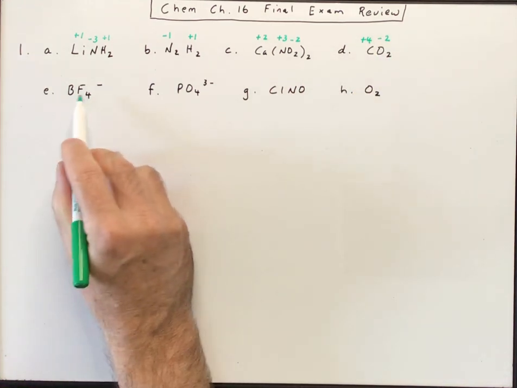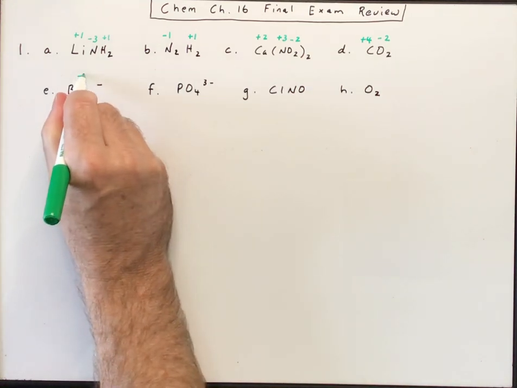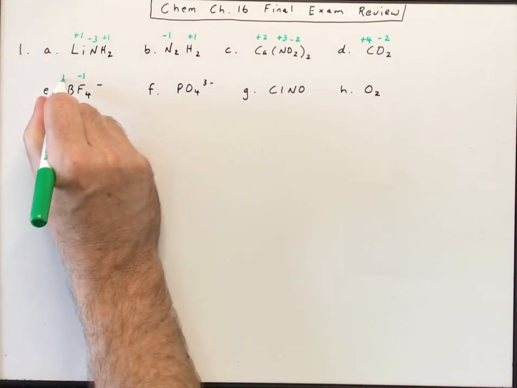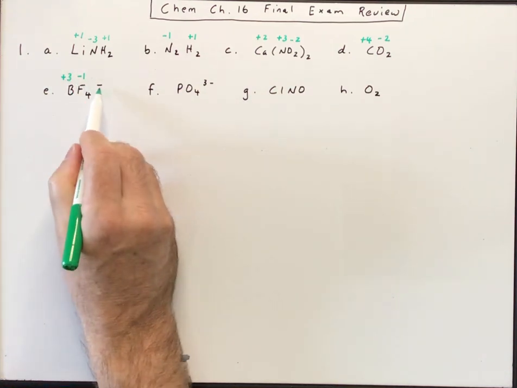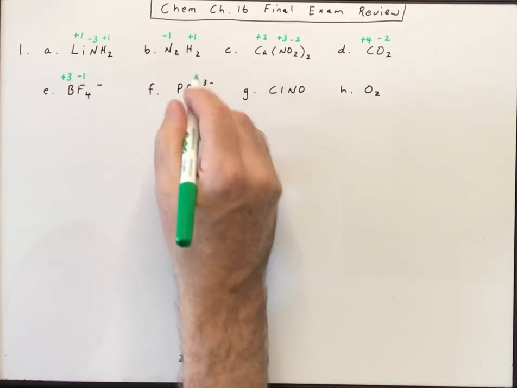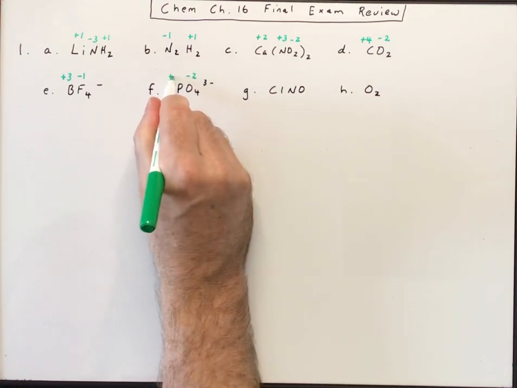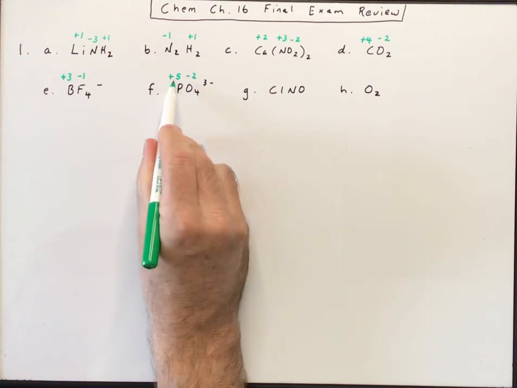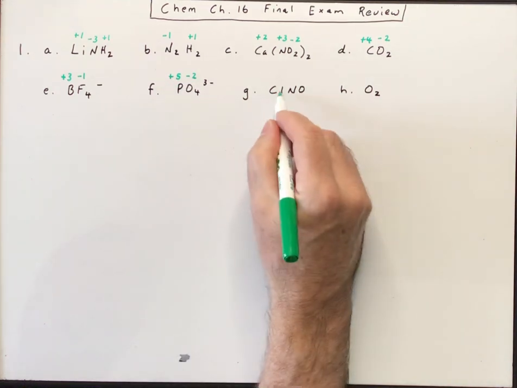All right, this time BF4 minus, we have to add up to -1. Fluorine has a rule, it's -1, so boron would have to be +3. 3 minus 4 equals -1. PO4, oxygen has a rule, it's -2, so phosphorus would need to be +5. 5 minus 8 would give you -3.